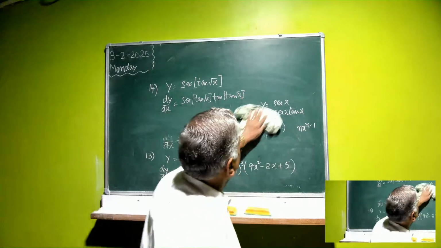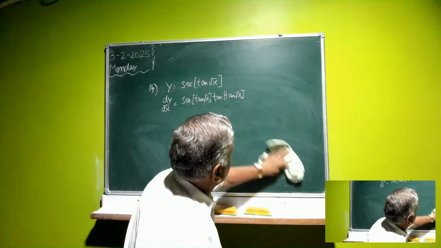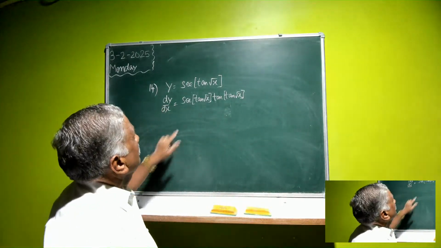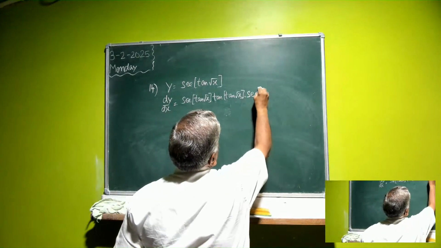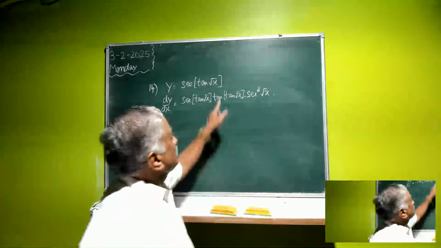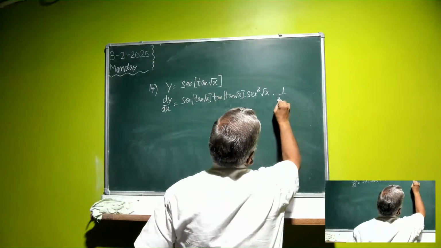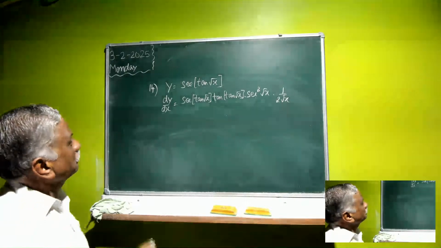So we have differentiated secant first. Now I want to differentiate tan. Tan differentiates to secant square. You have got root x, write it as it is. Then you should differentiate root x, that is 1 over root x. We will let us simplify it.